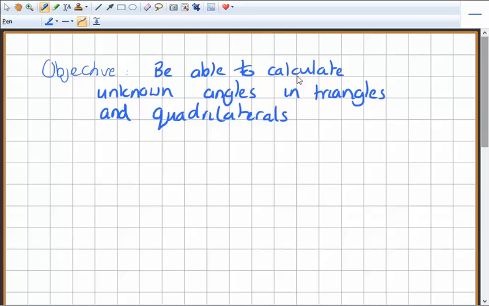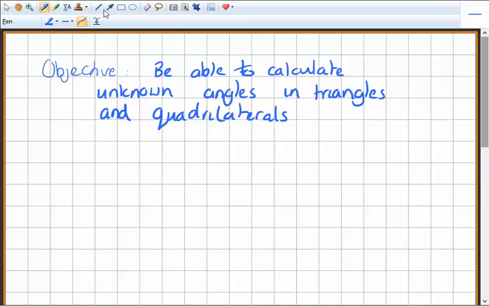You ready, Sophie? Yeah. Okay, so today we will be able to calculate unknown angles in triangles and quadrilaterals. You've been working on the parallel line stuff. In fact, we've already done work on the triangles. You already know one of the things.